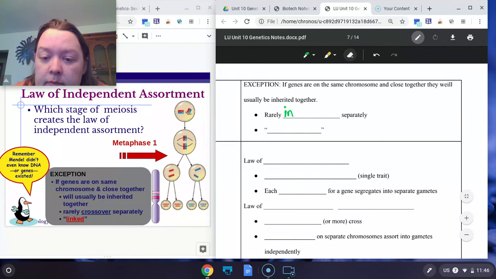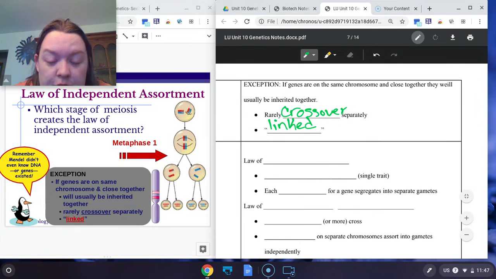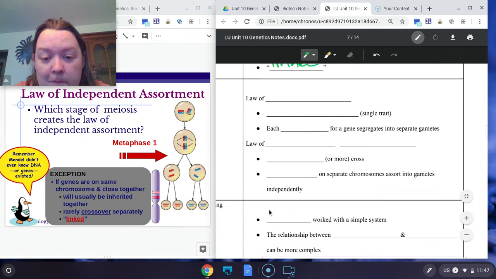I spelled that wrong. So they're rarely inherited separately because crossing over isn't going to happen in between them. Or I think the real thing that goes in that blank is they rarely cross over. Therefore, they are called linked. They're going to be linked together, inherited together, because they're right next to each other and they're not going to be split up because they're so close and crossing over can't happen in the middle.